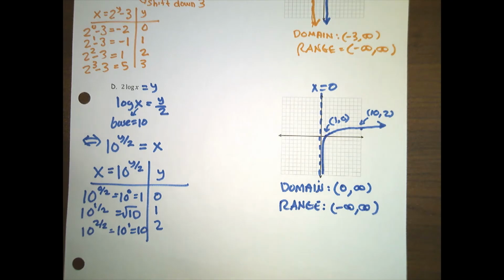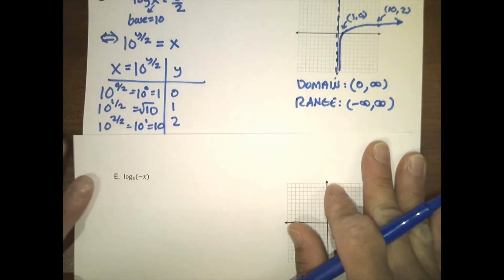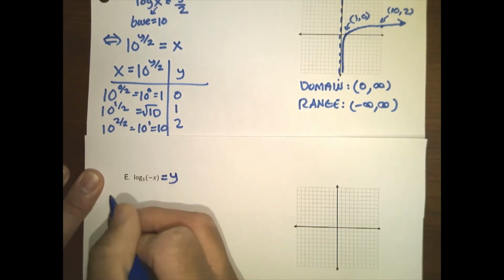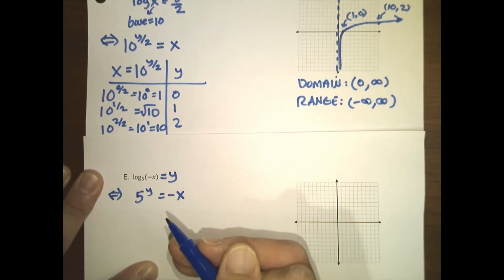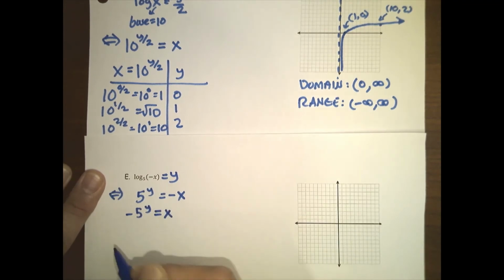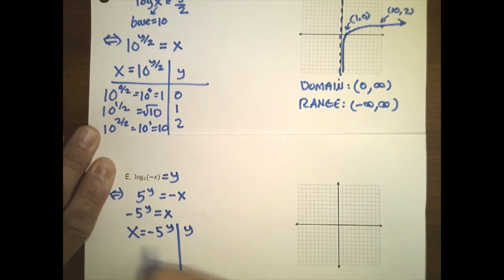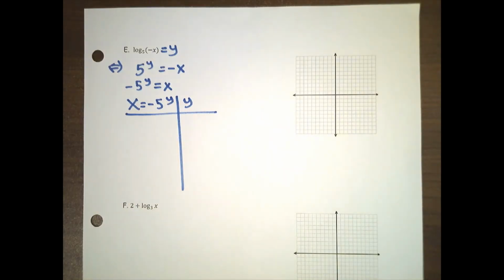All right, so now here is another example. So here we have log base 5 of negative x, if that will be equal to some value of y. Then another way to write this is 5 to the y is equal to negative x. I'll multiply by negative 1 to get negative 5 to the y is equal to x. So then here we go, x is negative 5 to the y, and then I have to pick values for y. So again, if you need that other page, just let me know.